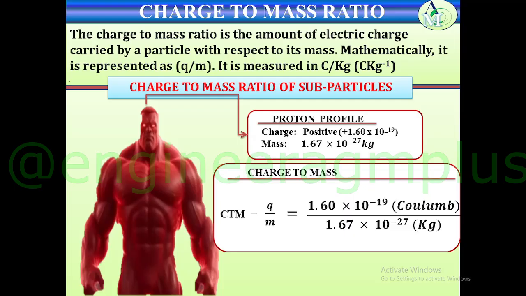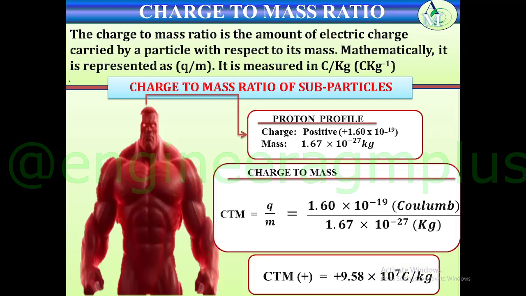Pick up your calculator and try this. What do you get? I believe you should get the same answer like this. That is 9.58 multiplied by 10 raised to the power 7 coulomb per kilogram. Approximately 95,800,000 coulomb per kilogram. Remember this value.